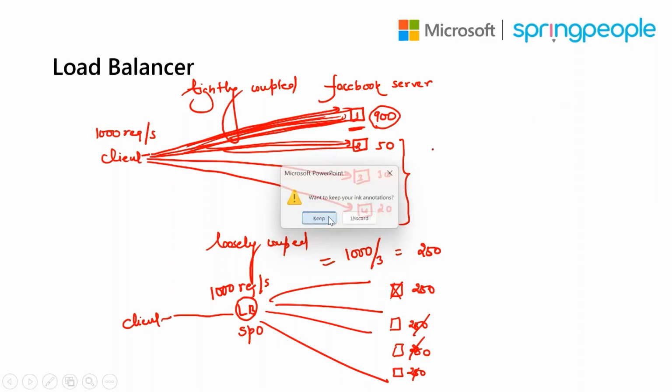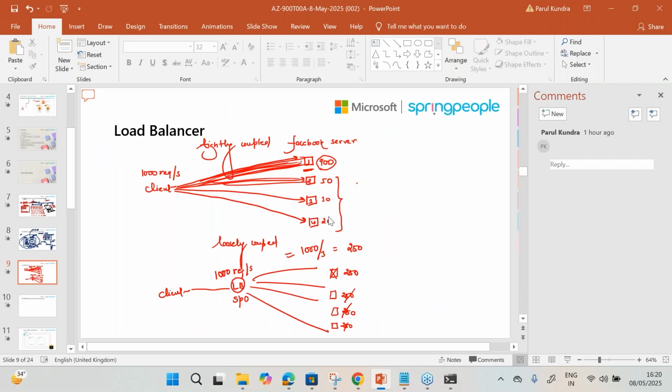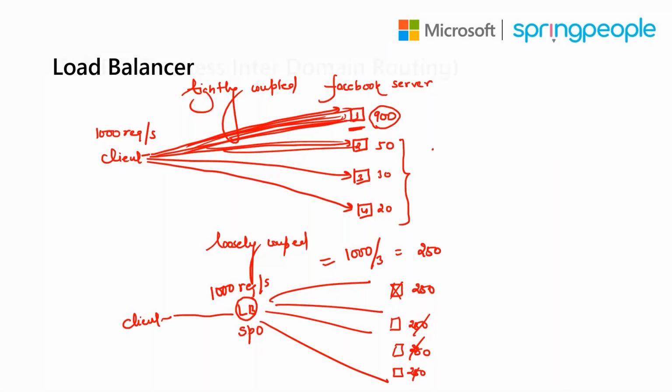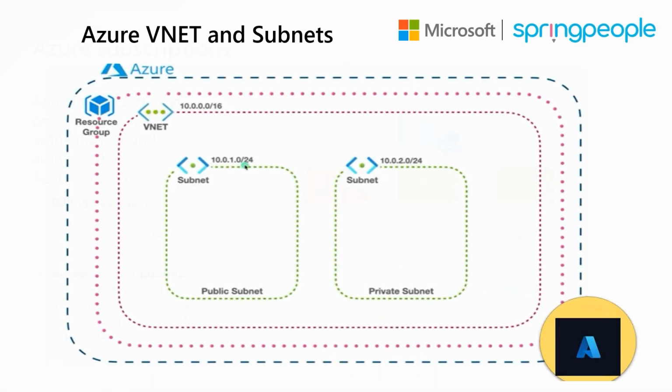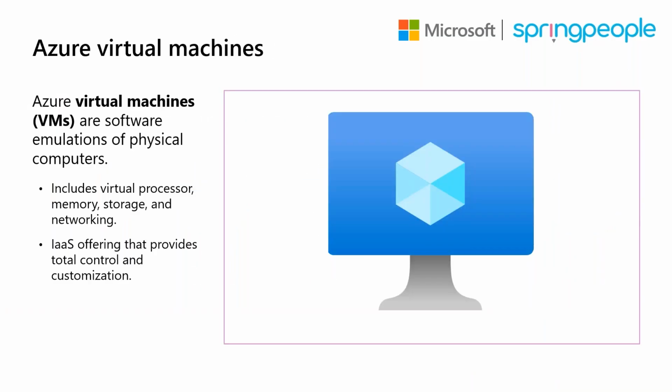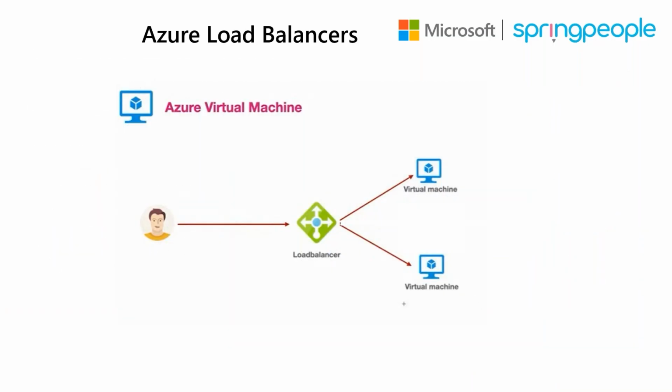So now we are going to create a load balancer, to balance the load among the two servers. This is where we covered resource groups and all, Azure compute we covered, VNet and virtual machines we covered. Now we are going to load balancing.